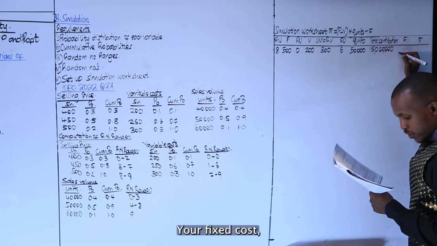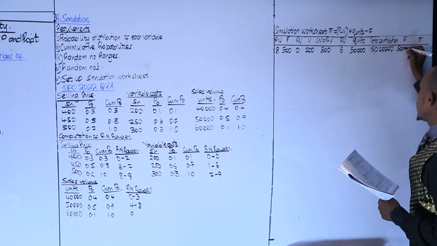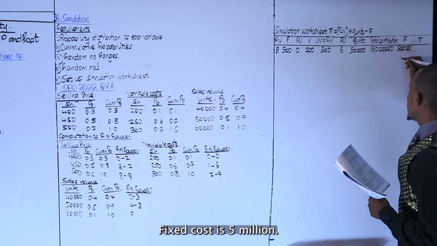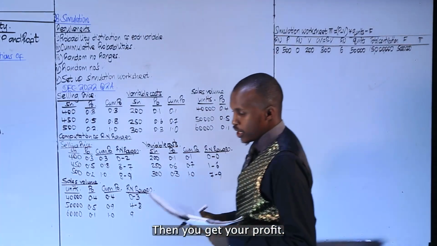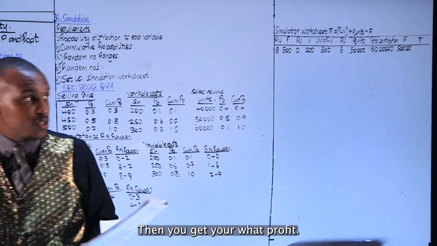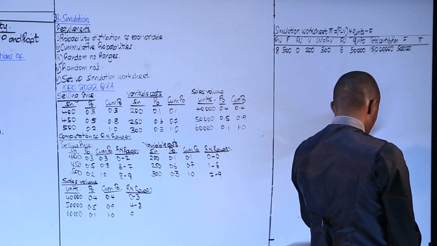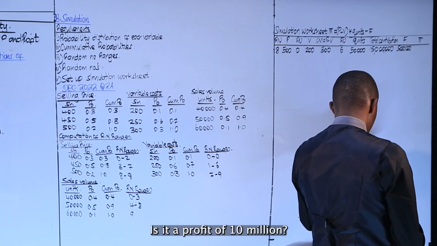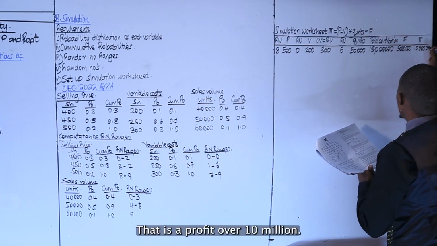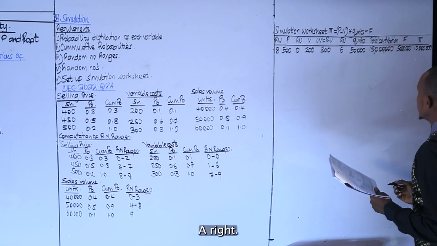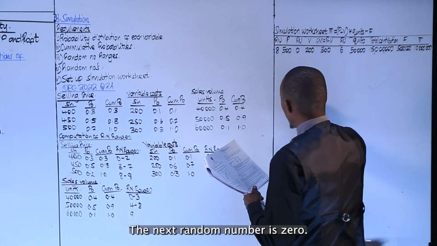Your fixed cost was 5 million. Then you get your what? Profit. Is that a profit of 10 million? That is a profit of what? 10 million. All right. The next random number is 0.